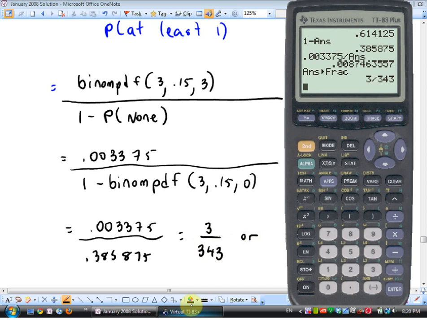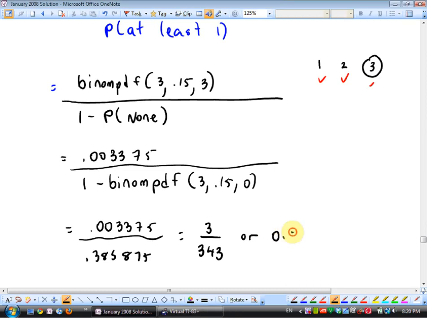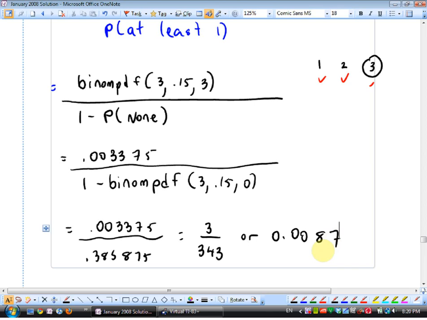They said answer accurate to at least four decimal places. 3 divided by 343 was what? 0.0087. So you can also do that with a tree.